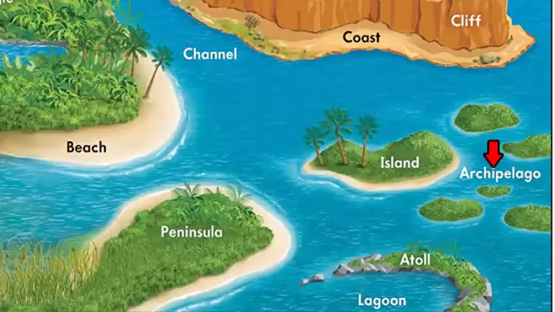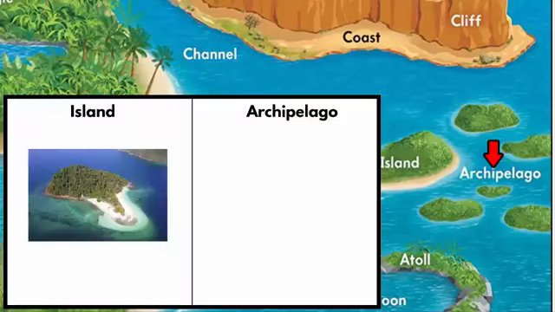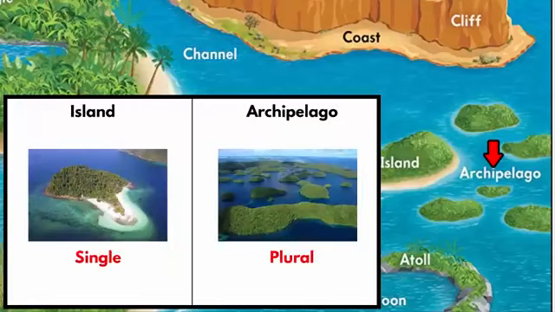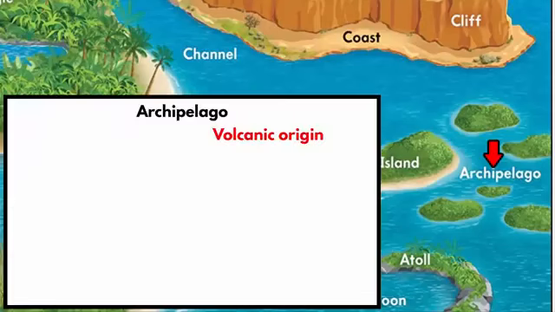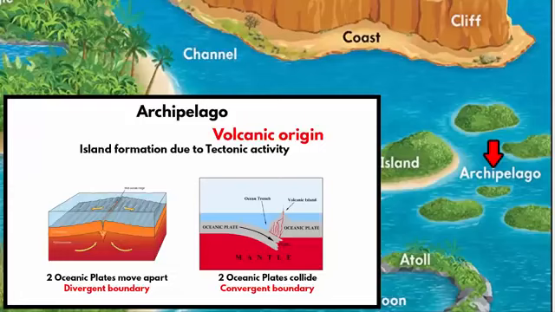The next one is archipelago. They are also islands, but the only difference between an island and an archipelago is that archipelago is the plural form of an island. In other words, archipelago is the name given to a group of islands. So an island is singular, whereas archipelago is plural, which means a group of islands. Most archipelagos are of volcanic origin. That means the islands were formed by volcanoes erupting from the ocean floor.